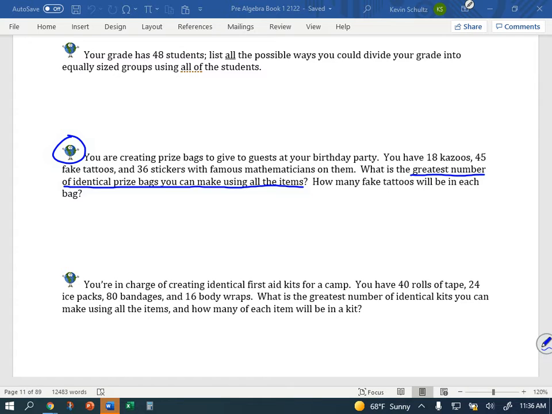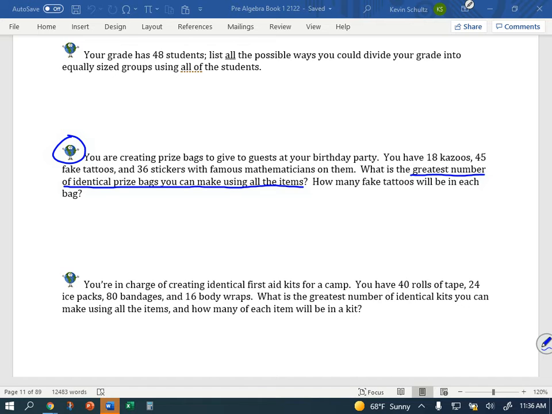Okay. Anyway, how are we going to go about solving this? The phrase that I underlined is actually how you know you'll be using greatest common factor. Whenever you see something asking for the greatest number and identical and using all the items, those are your key phrases that tell you it's going to be greatest common factor.